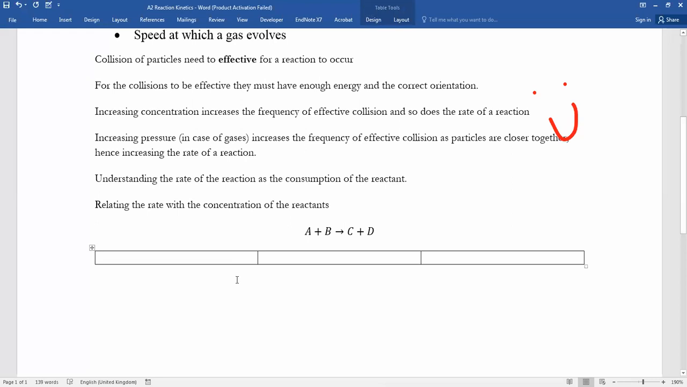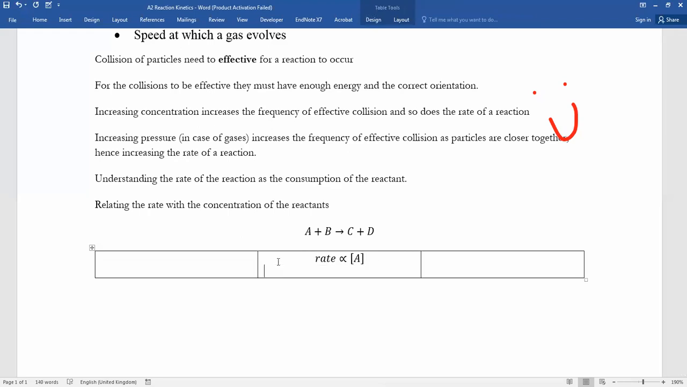Right. Okay, now if somehow I figure out that I am increasing the concentration of A, and the rate of my reaction is increasing directly proportional to the concentration of A. So how can I write it? I'll say the rate of my reaction is proportional to the concentration of A. Can this be a case? Yes, it can be, right? This is a mathematical possibility.